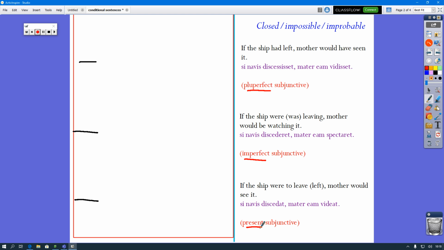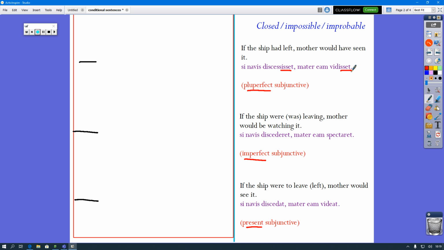If the ship had left, mother would have seen it. This is a closed condition or an impossible condition because it's implying that the ship didn't leave. Because if it had left, mother would have seen it. And the fact that this cannot have happened means that now we're going to use the subjunctive. Notice that we use the subjunctive in both halves of the sentence. If the ship had left, mother would have seen it.